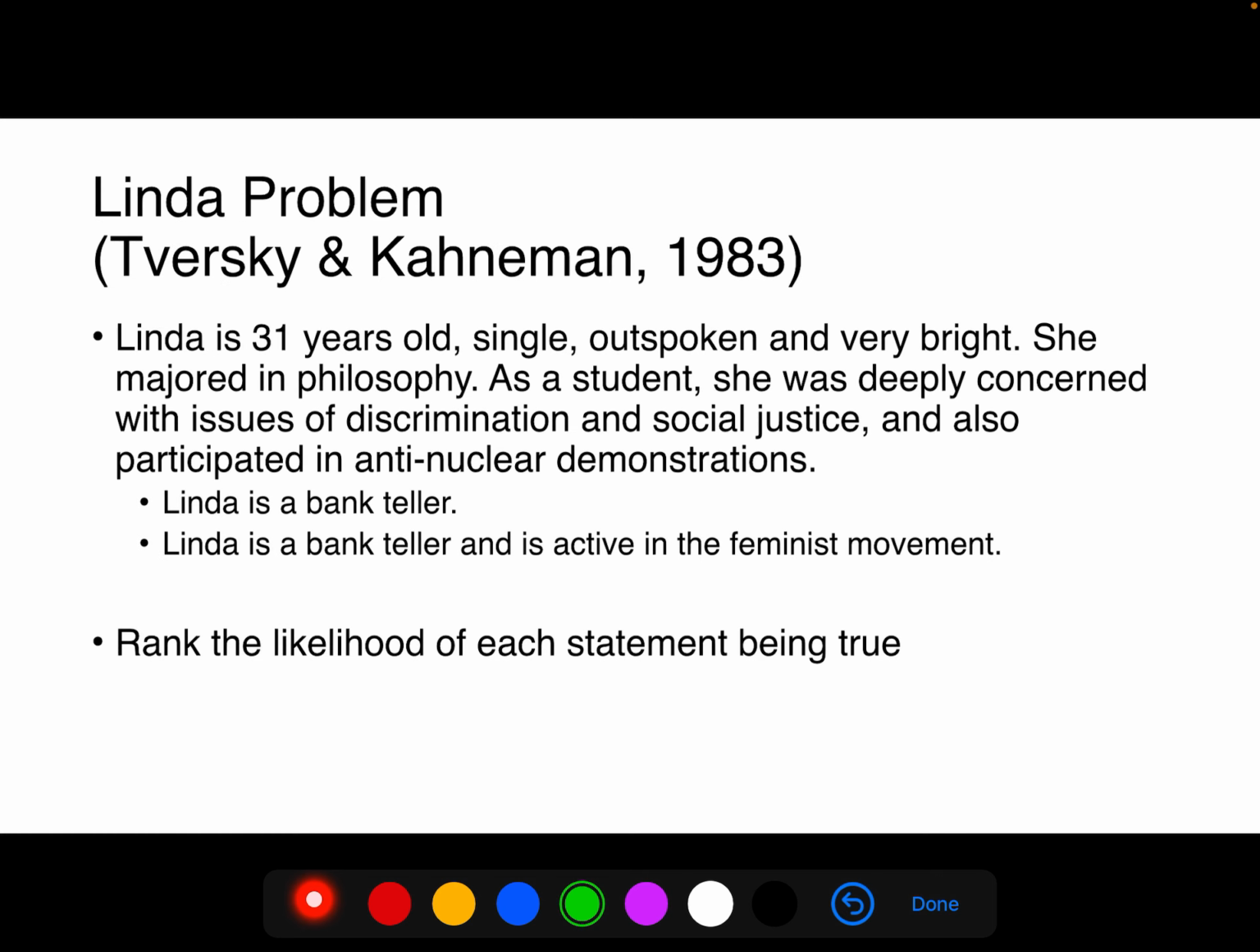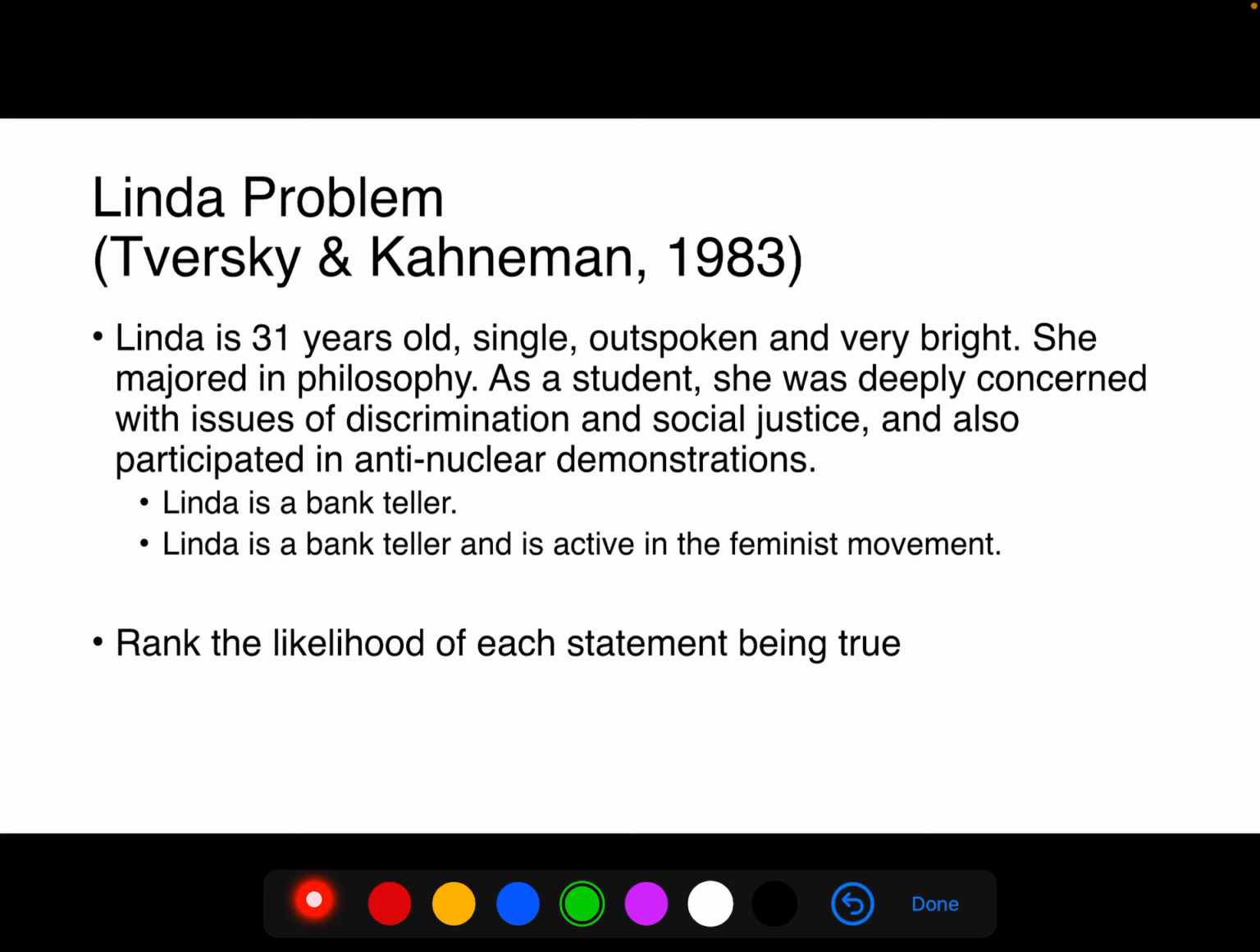So the Linda problem, this was a famous thing that illustrates some of the heuristics that we use that can be problematic. So Linda is 31 years old, single, outspoken and very bright. She majored in philosophy. As a student, she was deeply concerned with issues of discrimination and social justice, and also participated in anti-nuclear demonstrations. Do you think Linda is a bank teller, or do you think Linda is a bank teller and is active in the feminist movement? And you need to rank the likelihood of each statement being true.